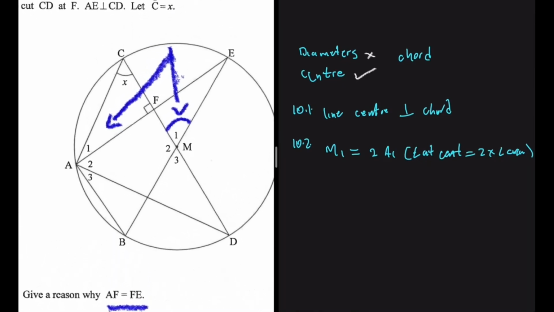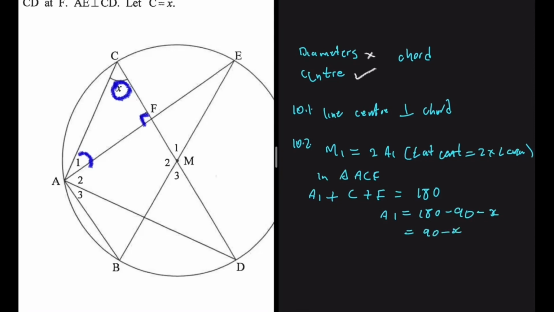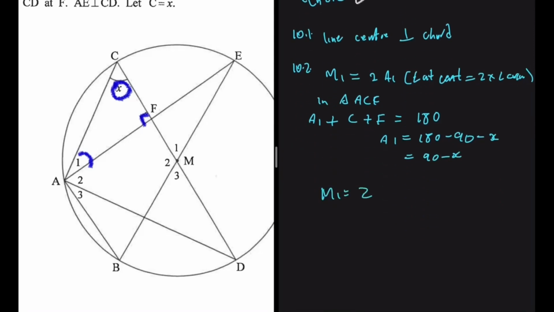So if we find A1 in terms of X, then we have M1 in terms of X. So let me show you something. A1 is in triangle ACF, right? We have X here, as you can see, and here we have an angle of 90. So we can find the size of A1, right? A1 plus C plus F, this is in triangle ACF, is equal to 180, right? Sum of angles in a triangle. So A1 will be equal to 180 minus F, which is 90, so minus 90, and then C1 is X. So A1 is equal to 90 minus X. So M1 is equal to 2 multiplied by (90 minus X), and that should be equal to 180 minus 2X. So there we are. We have the size of M1 in terms of X.